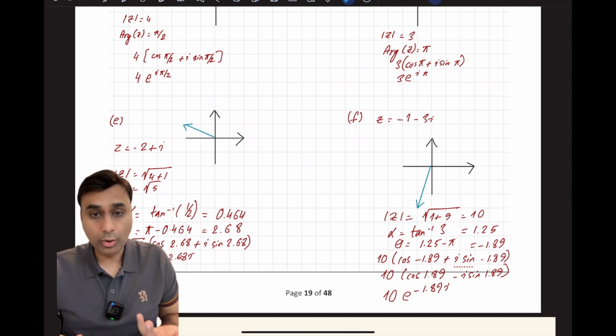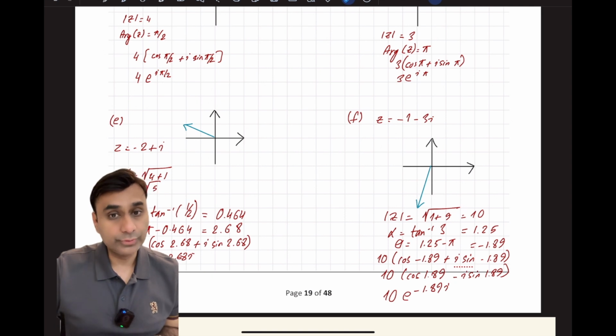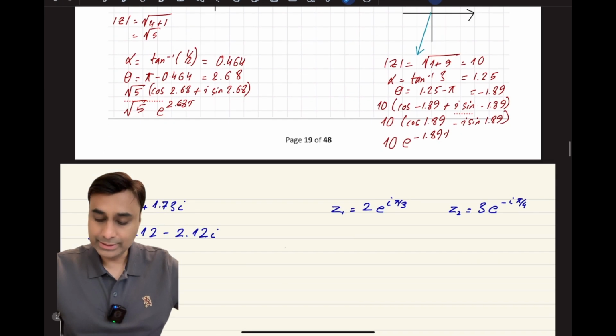So guys, this is how we convert the rectangular form into the polar form, which is very useful in situations where we have to multiply or divide two complex numbers. Let's see how.